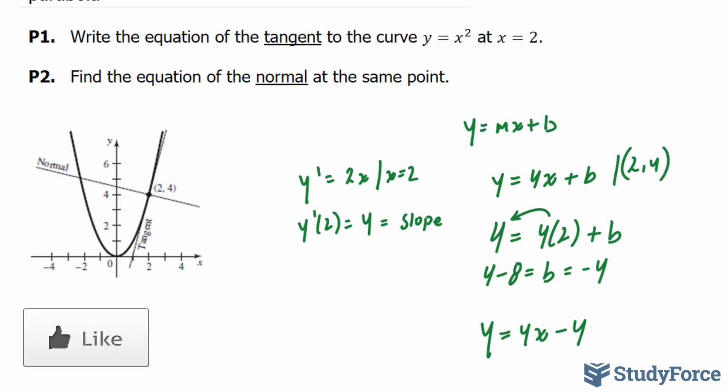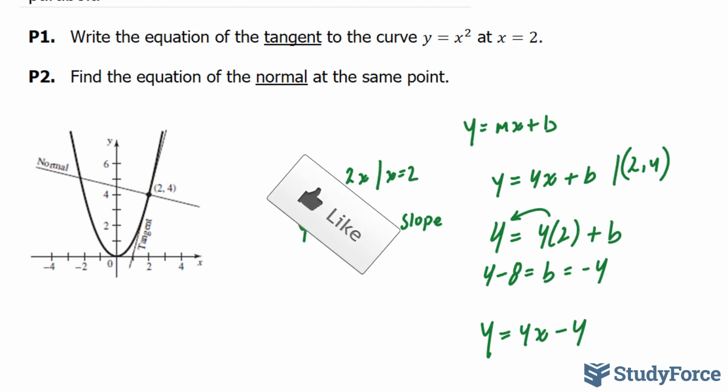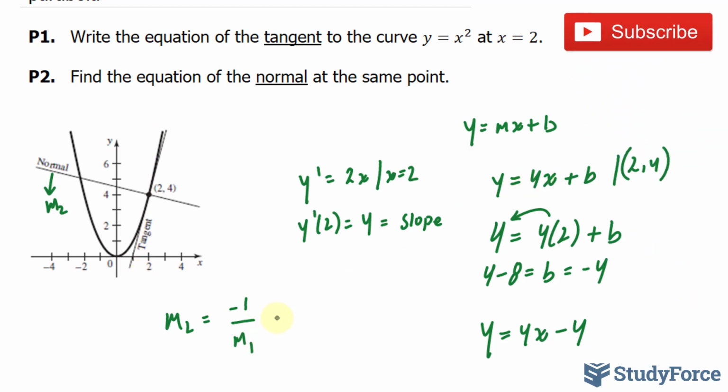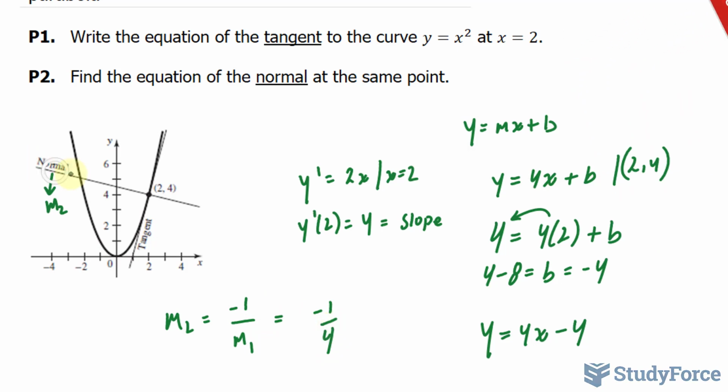In part B, we're asked to find the equation of the normal at the same point. The normal is the line that exists at 90 degrees. So this line right here is at 90 degrees or is perpendicular to the line that we just found. The slope of this perpendicular line is the negative reciprocal of this line. So we'll call this slope m2. m2 is equal to negative 1 over m1, where the slope here is m1. If I substitute 4 into m1, I end up with negative a quarter for the slope of the normal.